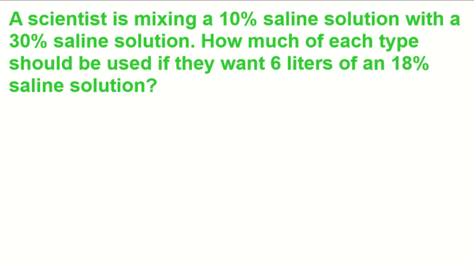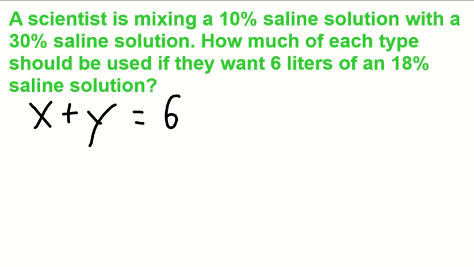So we got a scientist mixing a 10% saline solution with a 30% saline solution. How much of each type should be used if they want 6 liters of an 18% saline solution? All right, so how much do they need? They need 6 liters. So I'm going to do x and y. So we got x plus y equals 6. There's my first equation. Easy enough, right?